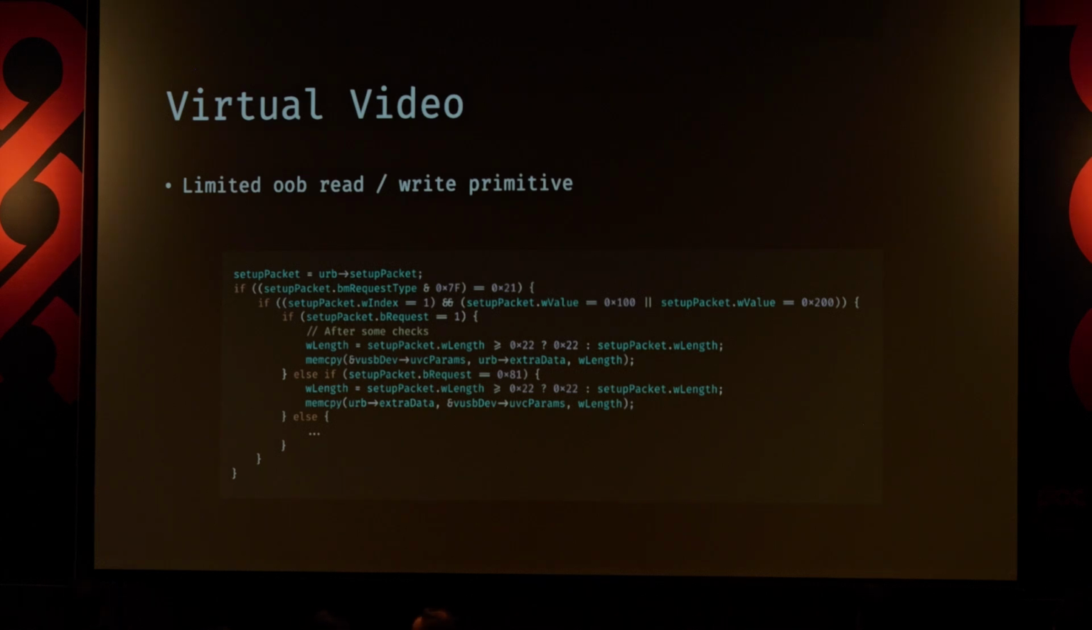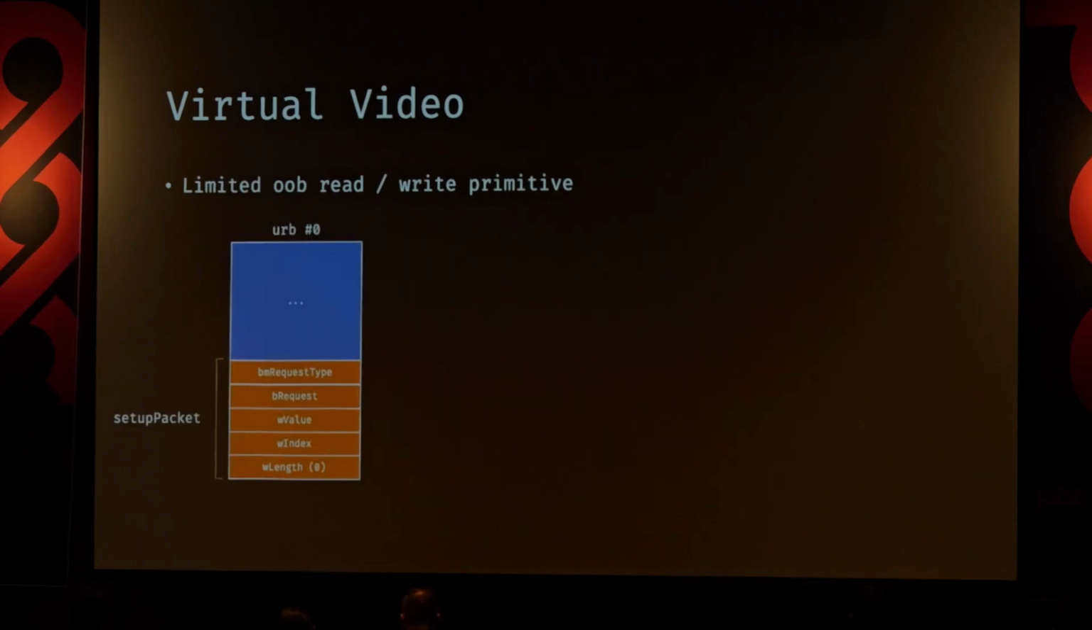Finally, we discovered something interesting in the virtual video device, with which the TOCTOU bug could be leveraged to achieve a limited out-of-bound read and out-of-bound write primitive. There are two key code parts here. The first involves setting the UVC parameters, and the second copies those UVC parameters into an extra data buffer. Crucially, the maximum allowed value for wLength is 0x22. Now, let's take a closer look at how this 0x22-byte heap-based out-of-bound read and the corresponding out-of-bound write actually occur.